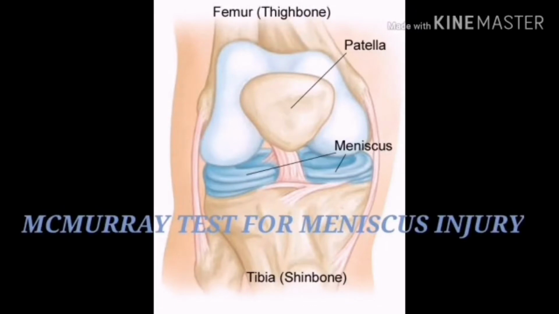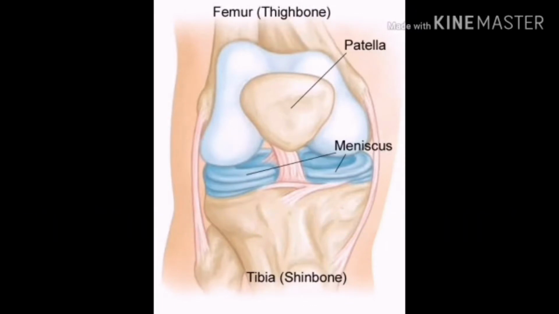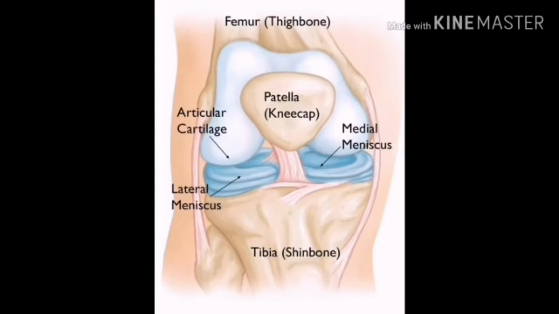Next is the McMurray's test. It is used to determine the presence of a meniscal tear within the knee. The medial meniscus and lateral meniscus are crescent-shaped bands of thick, rubbery cartilage attached to the shin bone. They act as the major shock absorbers of the knee. The medial meniscus is located on the inside part of the knee joint, while the lateral meniscus is located on the outside part of the knee.